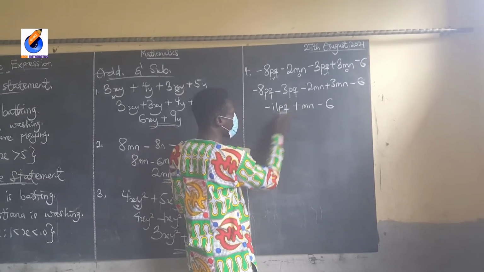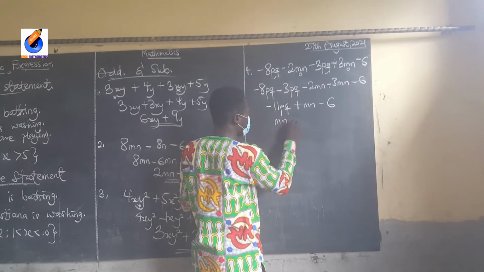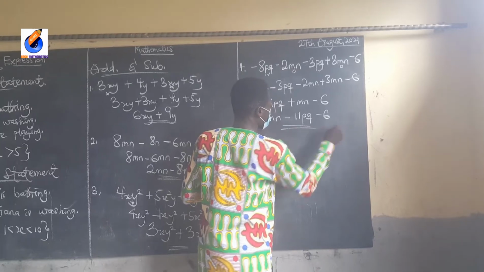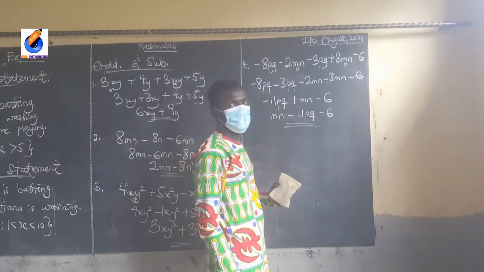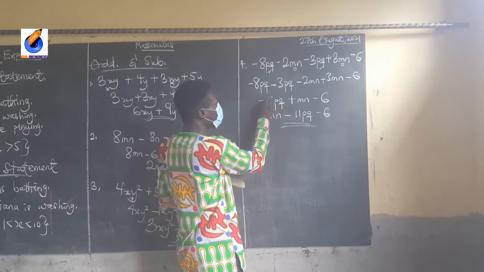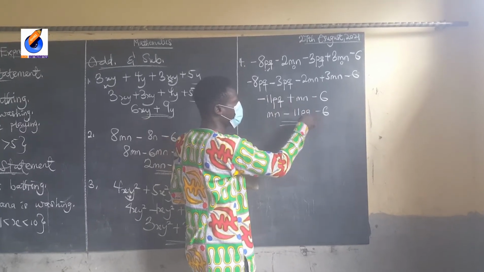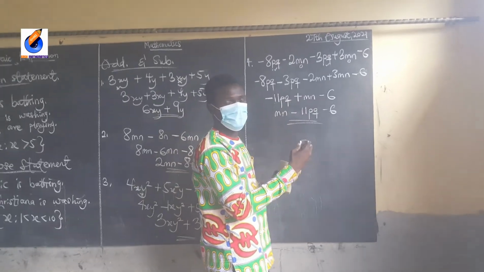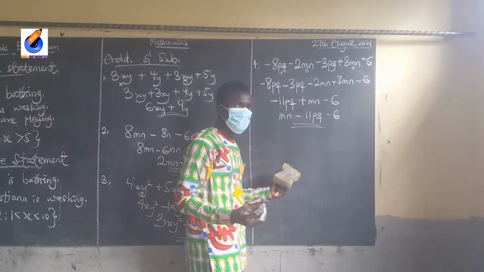Now with this, we can choose to bring the positive first or leave our answer there. So bringing the plus first, I'll get mn minus 11pq minus 6. And this becomes my final answer. Sometimes when they give you this, the one that begins with the negative will be brought inside and the one with the positive will be brought out. We can see this in section A of it.